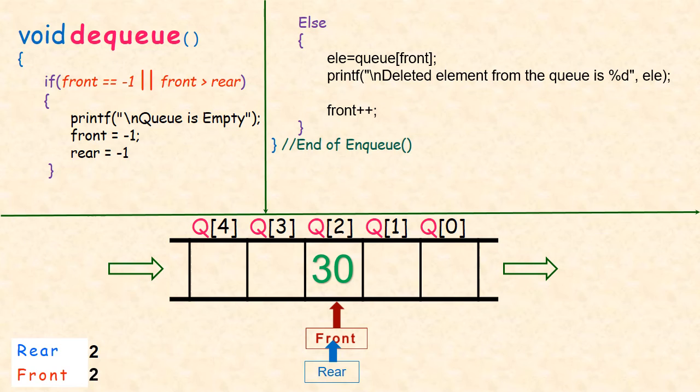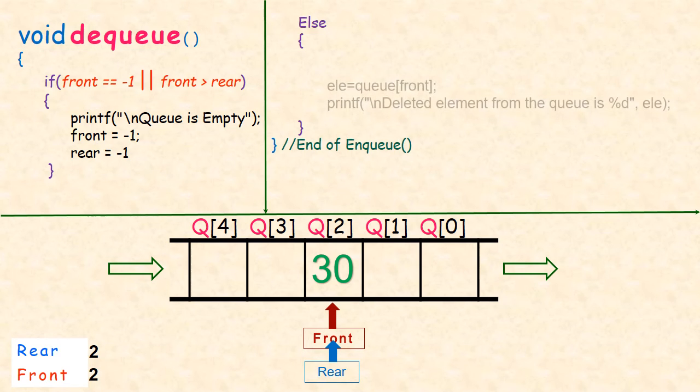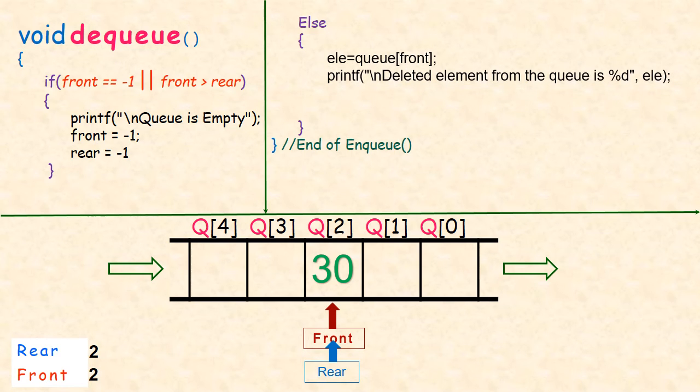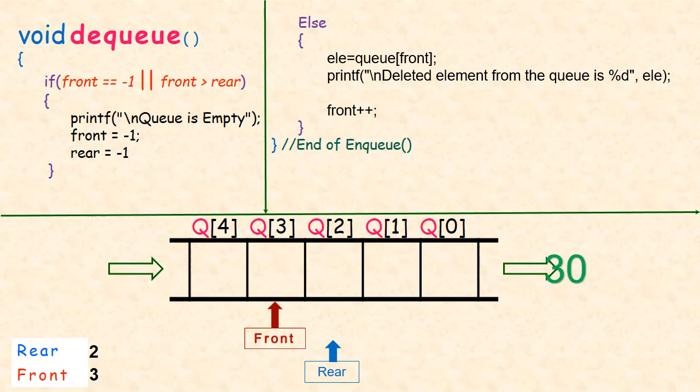However, forget about rear for a moment. I will repeat the deletion one more time, I mean a DQ one more time. Then what will happen? We will display the element 30. Then we will increment the front so that front will become 3 now, so that front will point to q of 3. Now 30 is logically deleted.